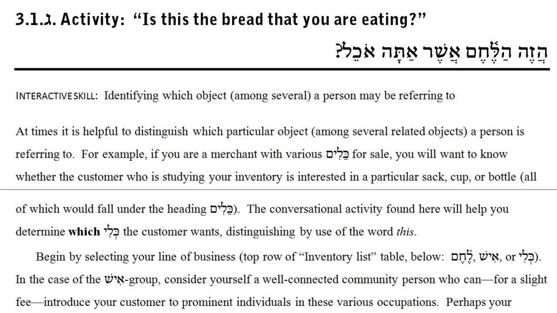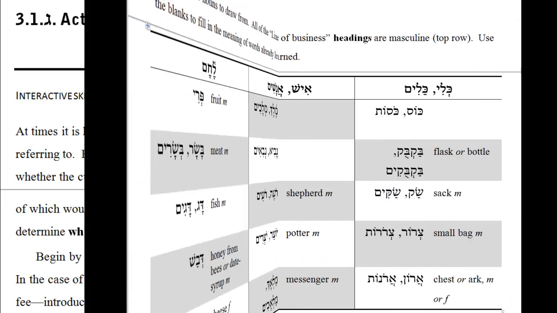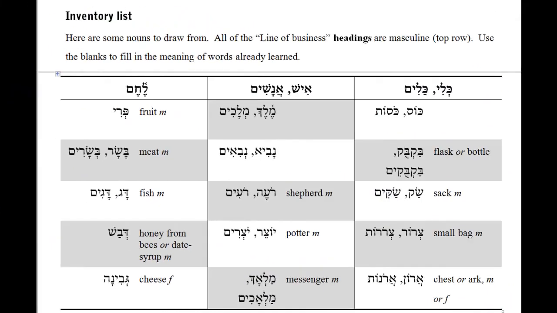Let's begin by looking at the inventory list, because from that list you'll be able to make a selection as far as what sort of merchant you wish to be for the purposes of this activity. Here's the inventory list. Notice the three columns.